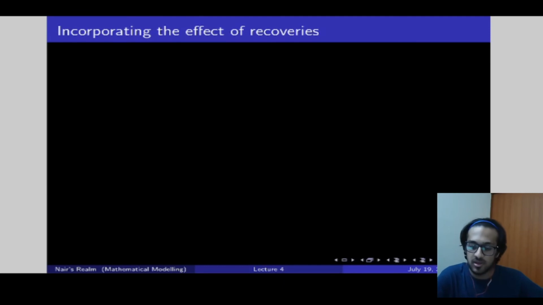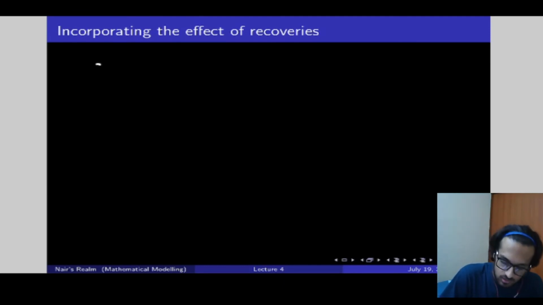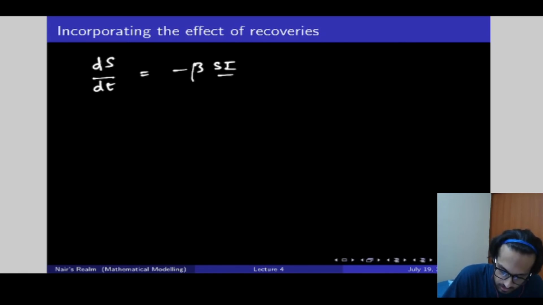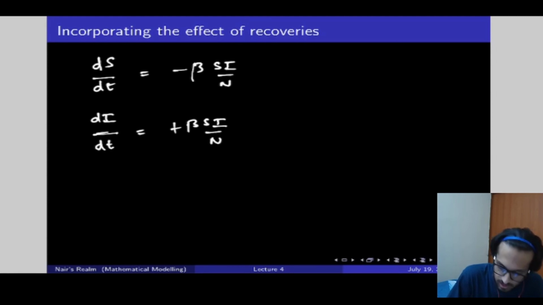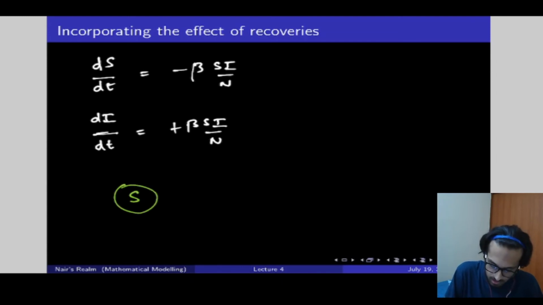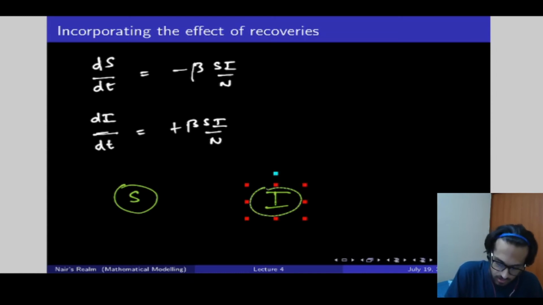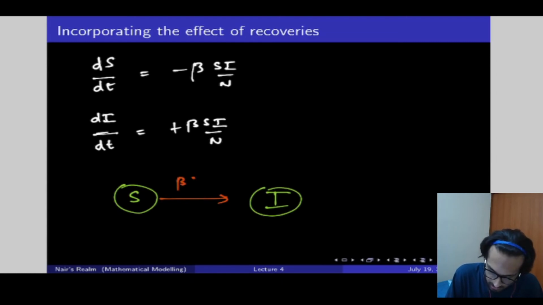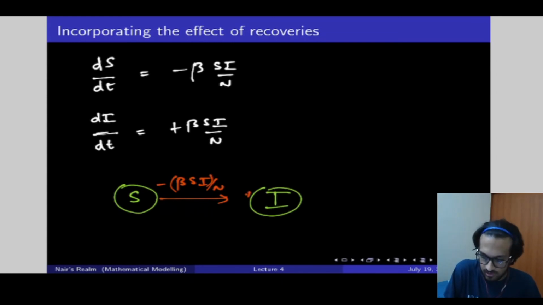Now, we will incorporate the effect of recoveries. So I'm just going to write dS by dt is equal to minus beta SI by N. Now dI by dt is equal to plus beta SI by N. And I'm going to draw the two compartments also. So let's say this is the S compartment. This is the I compartment. And from here to here, beta SI by N went, right? This is negative and here positive.